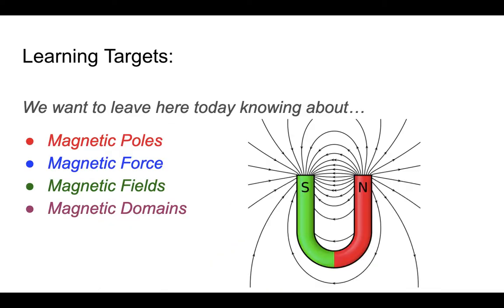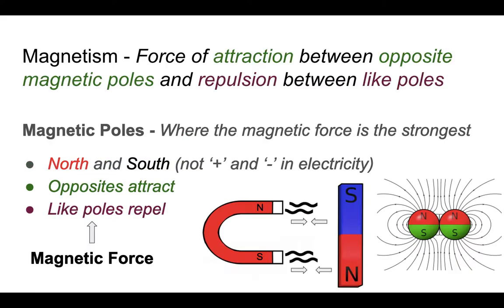Today, I'm hoping to tackle really four main terms to have under our belt moving forward. Some of which I think you are probably going to be pretty familiar with, but there might be one or two that are going to look a little newer to you. Magnetic poles, magnetic force, magnetic fields, and something called magnetic domains are what we're shooting for today.